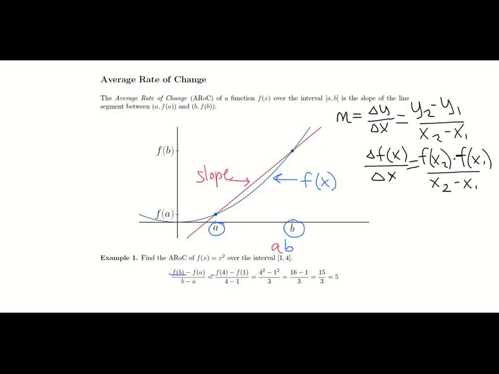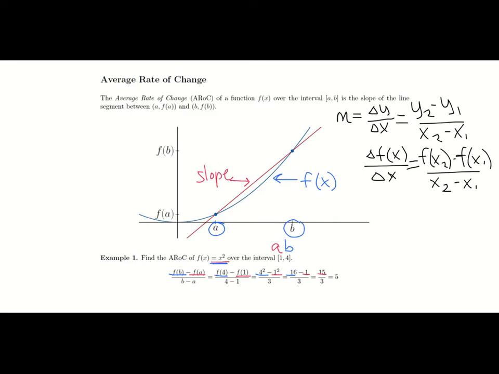F of b would be f of 4. Plugging into our function, which is x squared, that would be 4 squared, so 16. And then subtracting from that f of a, subtracting f of 1, which would be 1 squared because our function is x squared. So 16 minus 1 gives us 15 is our f of b minus f of a. So that's our change in f of x.